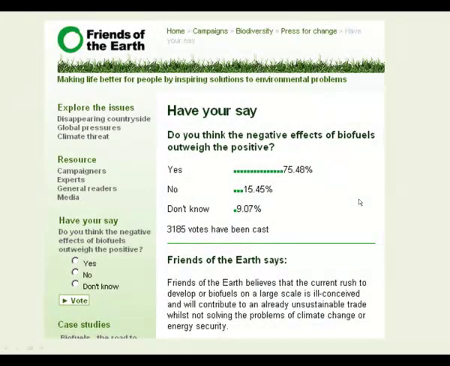Last of the very quick examples, I think. This is an example of gathering data on the web. It's a poll on the Friends of the Earth website. So I think it's a UK-based NGO, Green Campaigners.